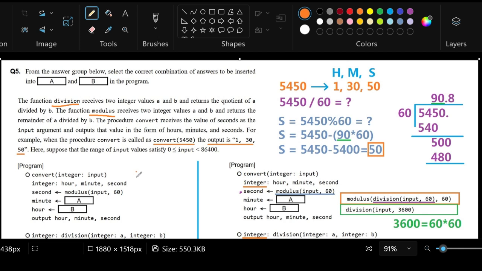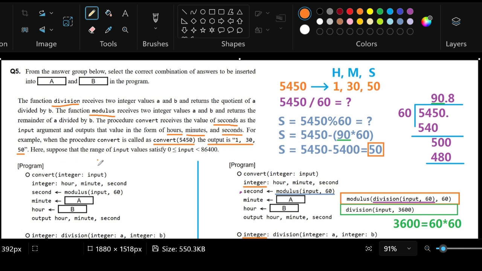The procedure convert receives the value of seconds as the input argument and outputs that value in the form of hours, minutes, and seconds. You gotta take note that the input is in seconds. For example, when the procedure convert is called as convert 5450, the output is 1, 30, and 50.